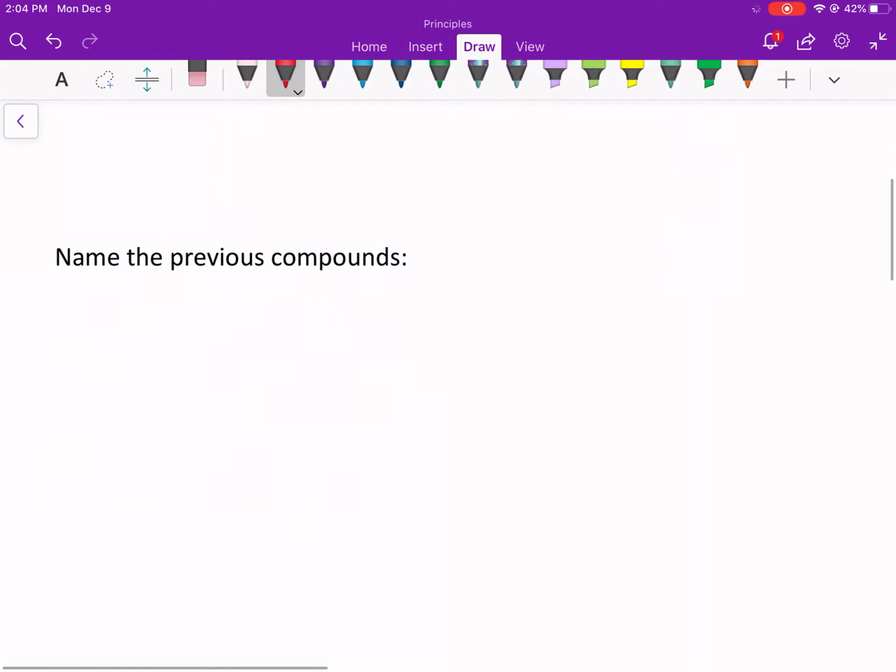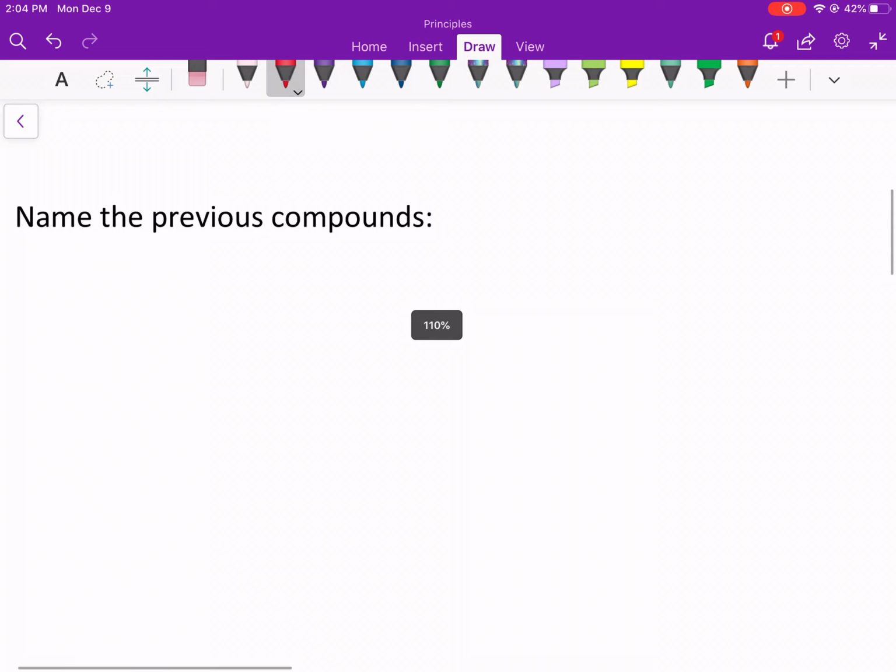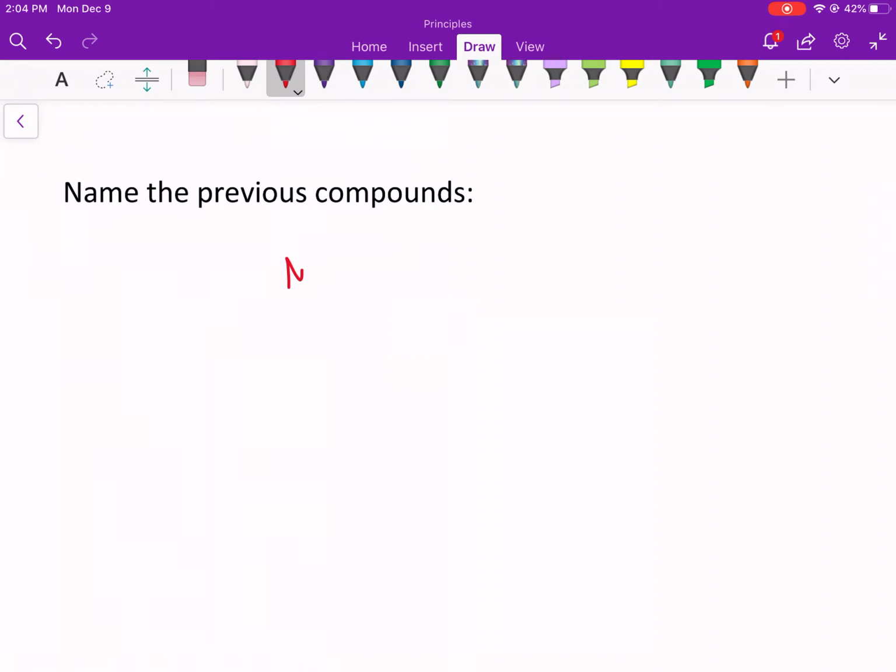So the next question is, name the previous compounds. So the first one, NiCl2. See if you can come up with the name. Okay, so Cl is in group 17, so it has a -1 charge, which means that two of them would total out to -2. And if we want our total charge on the compound to be 0, which we always do, the nickel would have to be +2.